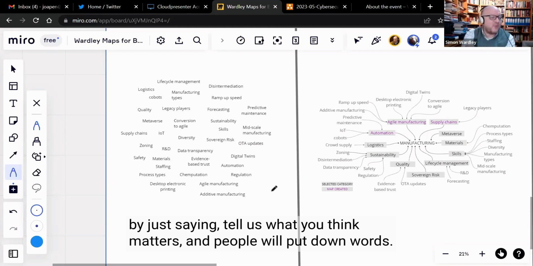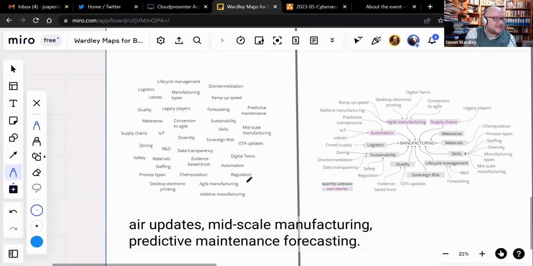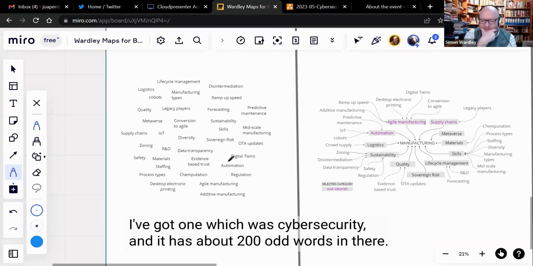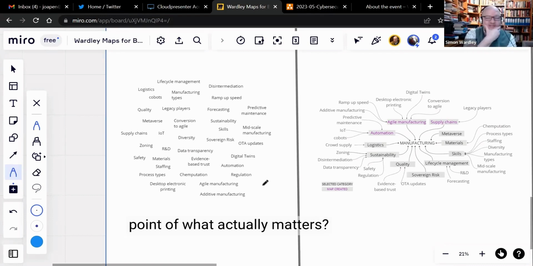And people will put down words. Now, here's a small example of words. Things like sovereign risk, over-the-air updates, mid-scale manufacturing, predictive maintenance, forecasting. I've got one which was cybersecurity, and it has about 200 odd words in there. Apparently everything matters. But how do you get through this and get to the point of what actually matters?